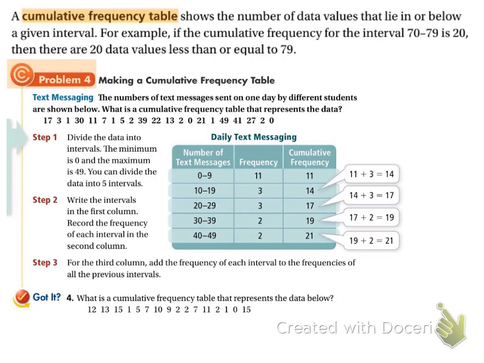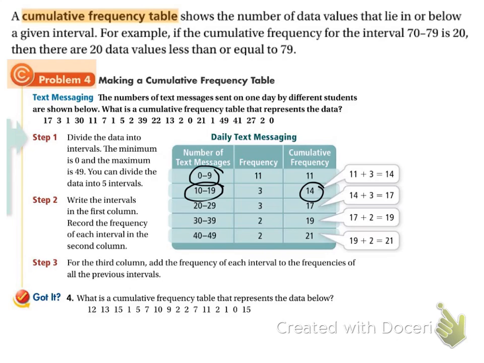So a cumulative frequency table, okay? You make a regular frequency table, and then you add this extra column, okay? And what this tells you, so this 14 right here, means that there were people that sent 10 to 19 texts and 0 to 9 texts, okay? So it's including everyone. I don't think this data is super accurate to how our students text, but anyway.